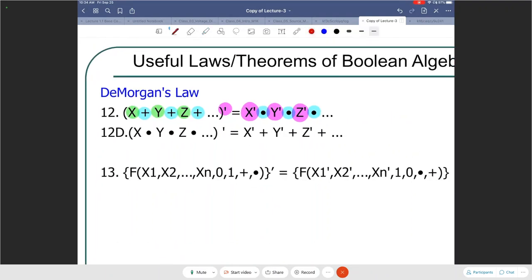So let me write down a simple expression which involves just two inputs. This is saying if you had, for example, X or Y, and the entire thing is complemented, it would equal X complement and Y complement. And you can quickly prove this using the truth table method or the Venn diagram method. One of those two will work, and you will quickly see that. And in one of the homework problems, you did something similar, maybe with 12 or maybe with 12D.